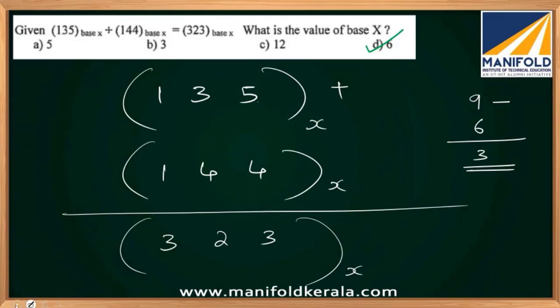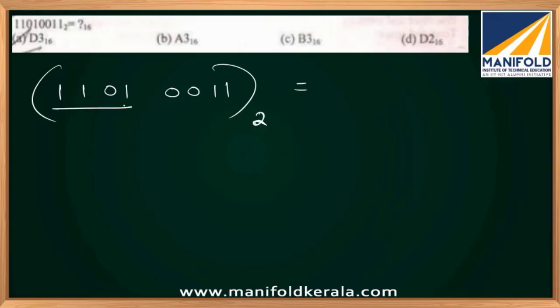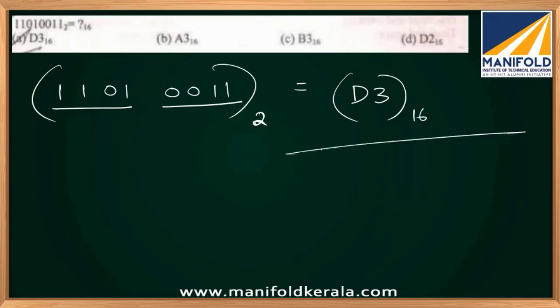Okay. Fine. Now this is another question, and this is straightforward. They are asking to convert this number to hexadecimal. So there is 110100011. This is basically in base 2. So what is the hexadecimal conversion? What is this particular symbol? So what is 1101? Yeah, it is D, right? And what is 0011? Right, so that is option A.